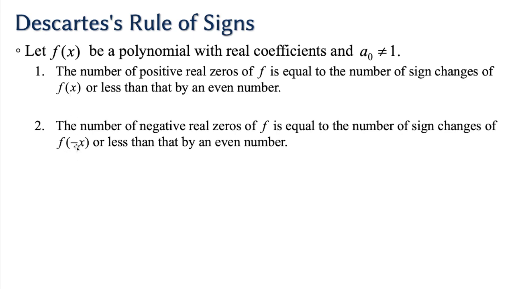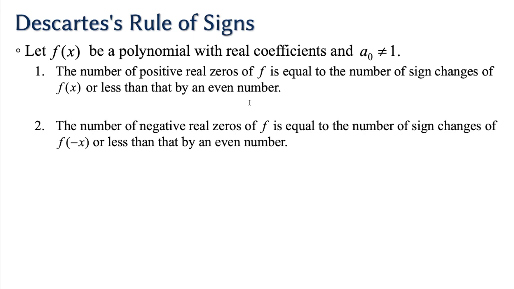Now once you can see f of x and f of negative x in front of you, you first start with f of x and count how many sign changes there are going from one term to the next. And however many sign changes there are, that's how many possible positive zeros you have, or less than that by an even number. So what I mean by that is, let's say you count 2 sign changes. That means you could have a possible 2 positive real zeros, or 0, because it could be less than that by an even number.